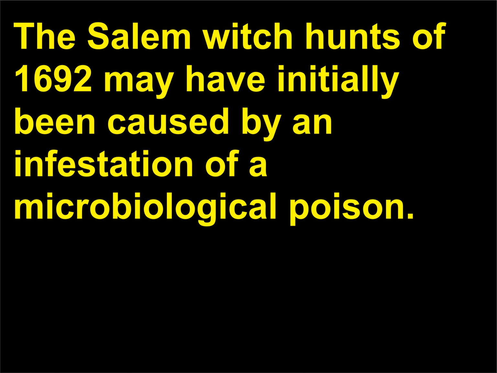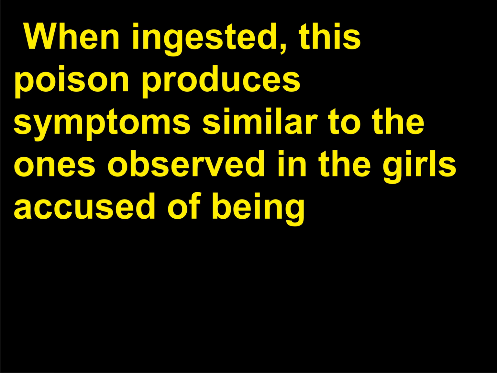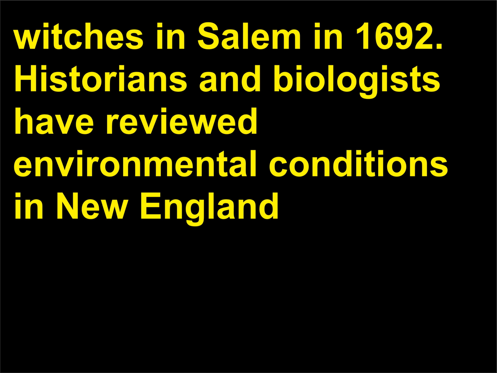The Salem witch hunts of 1692 may have initially been caused by an infestation of a microbiological poison. The fungus Claviceps purpurea, commonly known as rye mold, produces the poison ergot. When ingested, this poison produces symptoms similar to the ones observed in the girls accused of being witches in Salem in 1692.